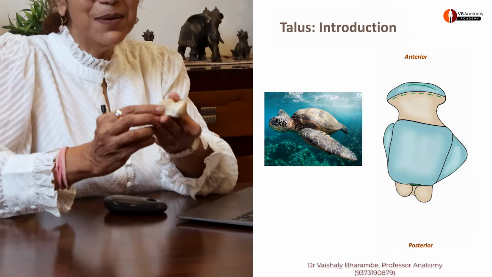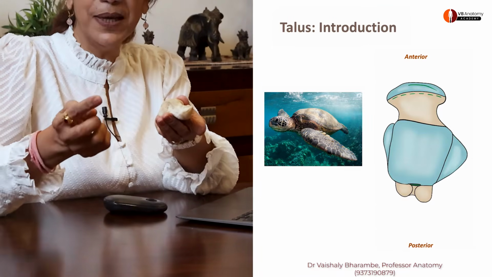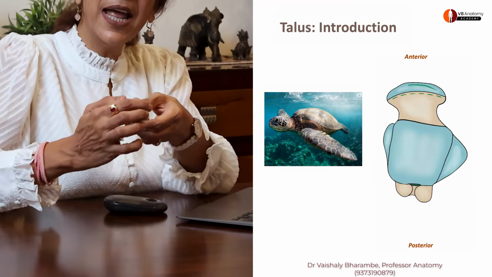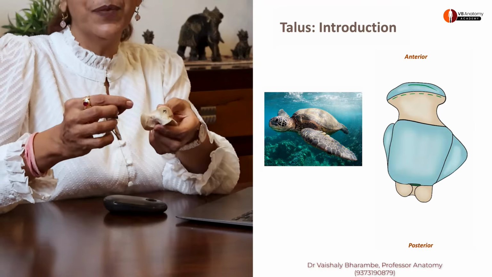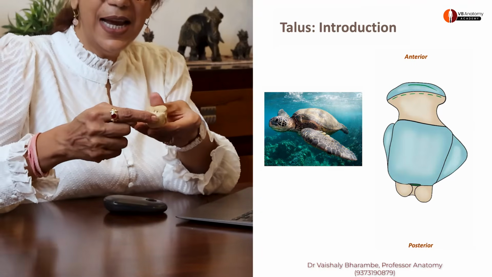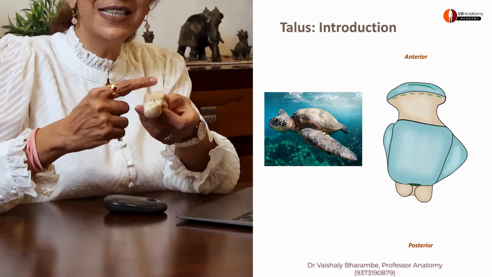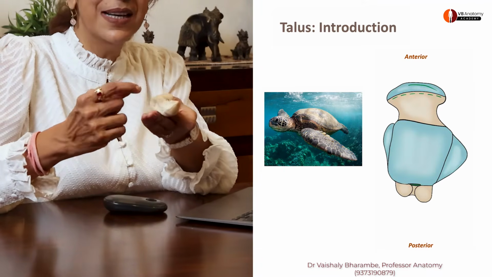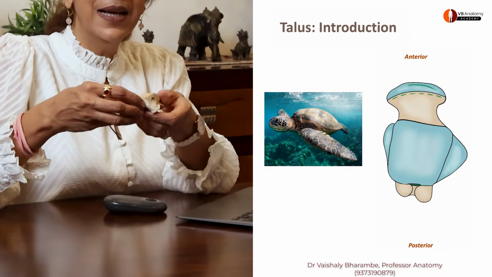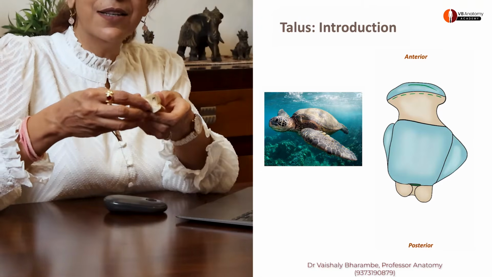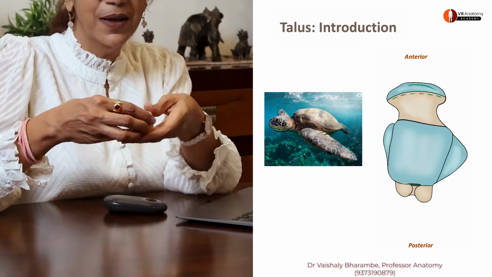Okay. It has a medial comma-shaped facet for the medial malleolus of tibia. It has a lateral triangular facet for the lateral malleolus of fibula. So anteriorly head and neck, superiorly the trochlear surface, the shell of the tortoise, medially comma-shaped facet, medial malleolus of tibia, laterally triangular facet articulates with lateral malleolus of fibula.